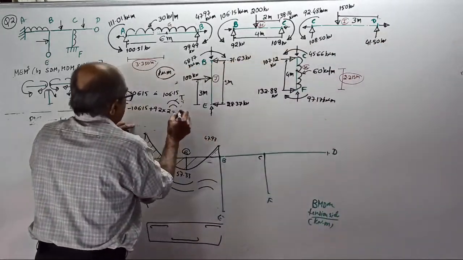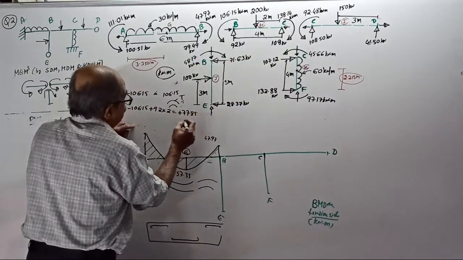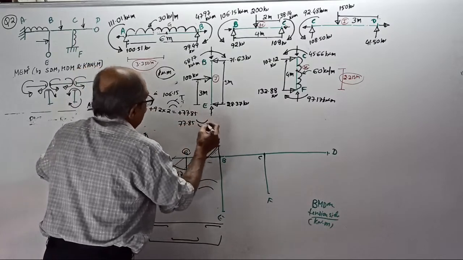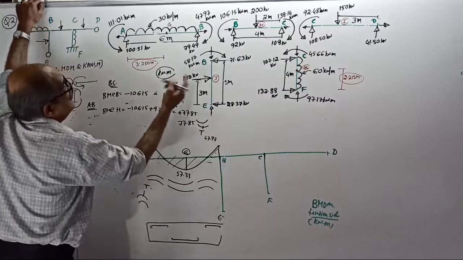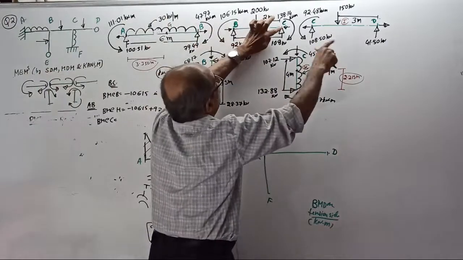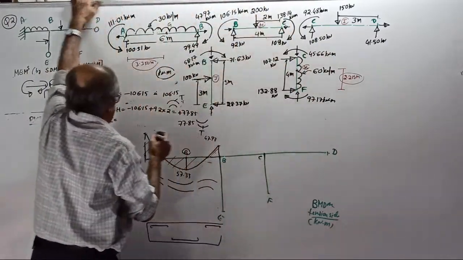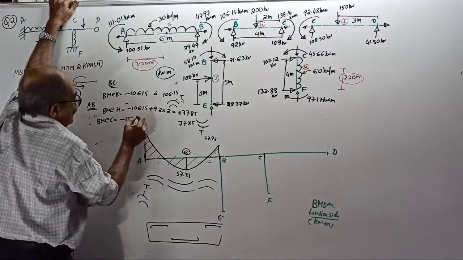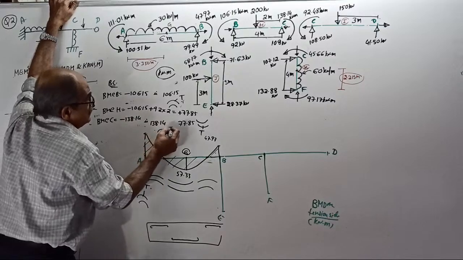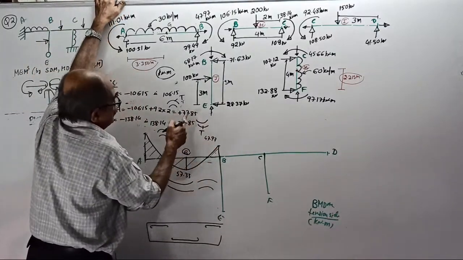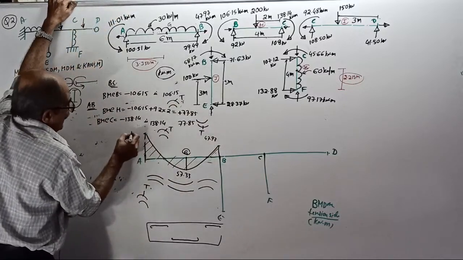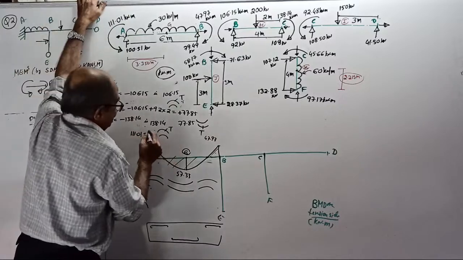It is plus 77.85. That means 77.85 sagging BM, tension comes in the bottom. Then bending moment at C, look this side, is minus 138.14. That means 138.14 hogging, tension top. So here, tension top of 106.15. What is this value? This value is 111.01. 106 is slightly more.